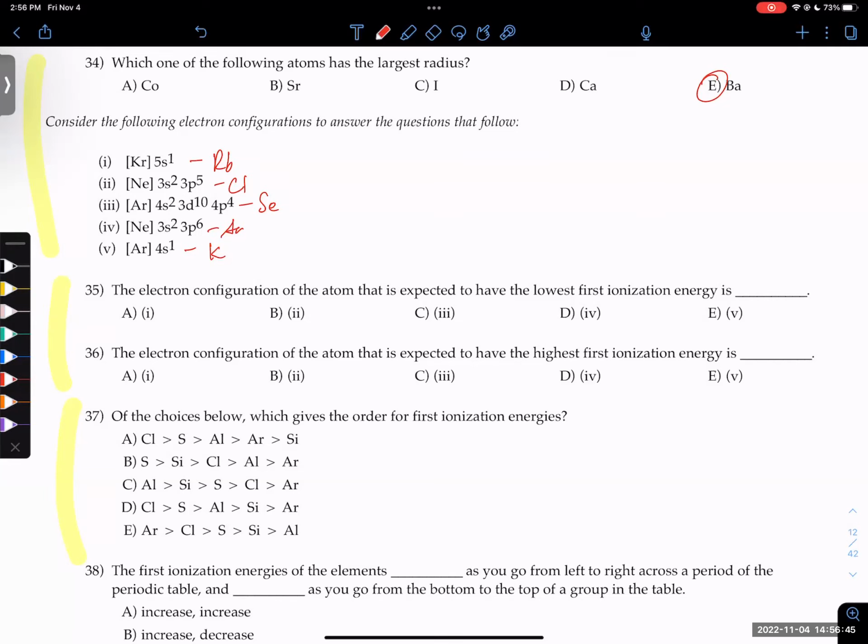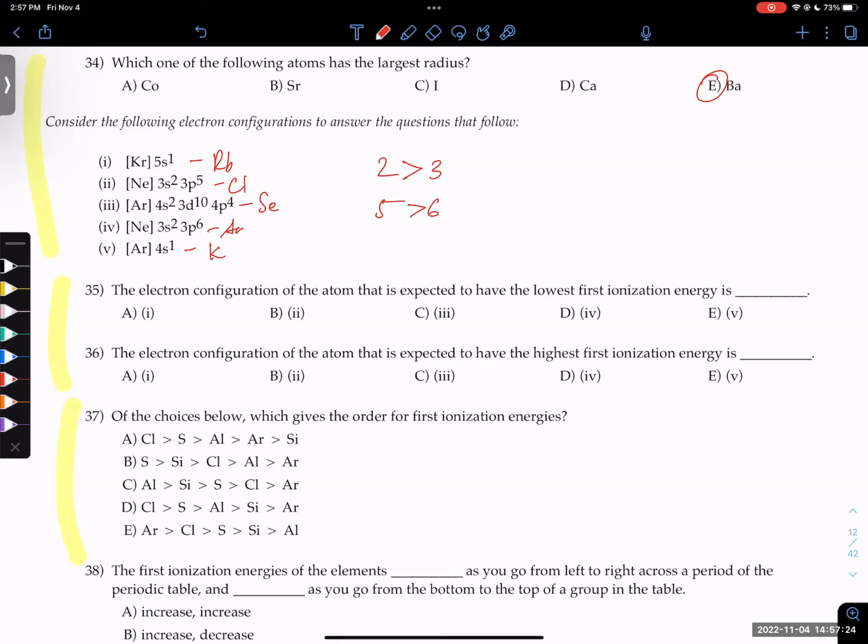Between group 2 and 3, group 3 has a lower ionization energy, and between group 15 and 16, 16 has a lower ionization energy. So those are the exceptions that we need to know. Could you repeat the exceptions one more time? Yeah, group 2 elements are higher in ionization energy than group 3, and group 5 elements are higher in ionization energy than group 6.